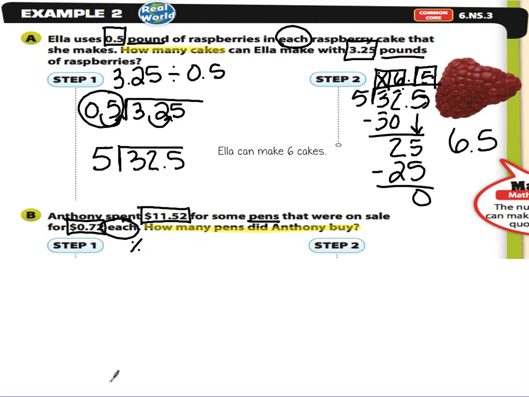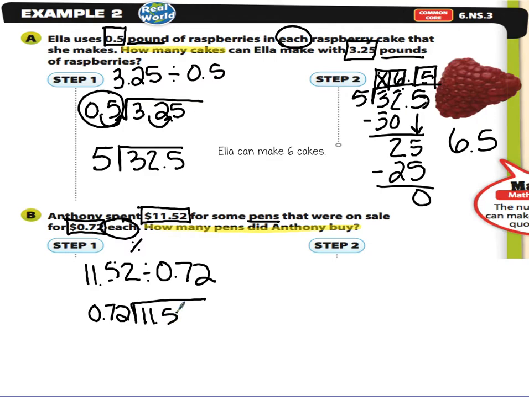Each in this case tells us that we are going to divide. And we're going to take the amount that we spent and divide it by the amount per pen, and that should tell us how many pens Anthony got. So now I put the divisor on the outside, I put the dividend on the inside, but when I look at this, I notice this is a decimal. I need to turn it into a whole number.